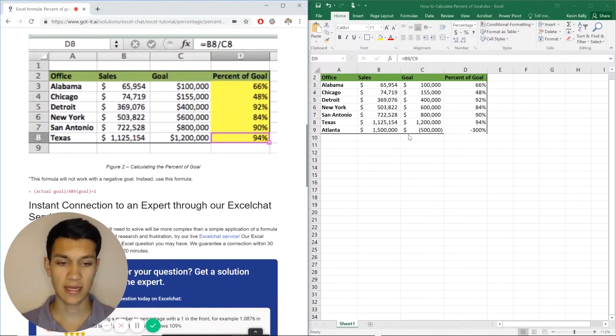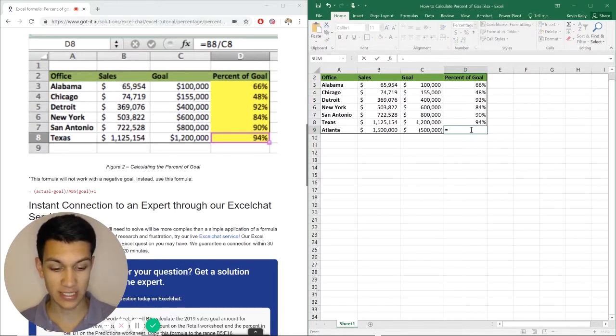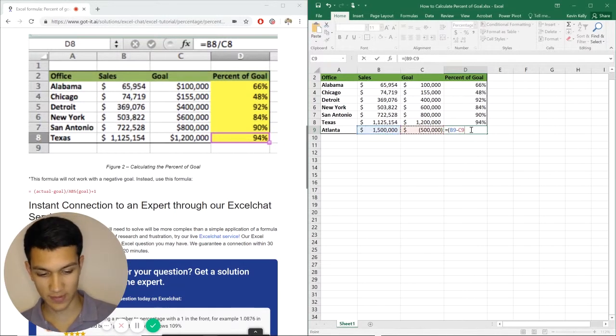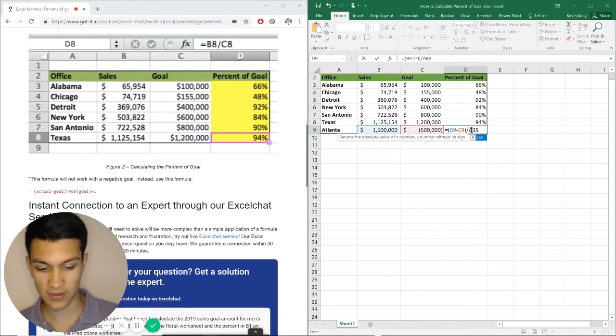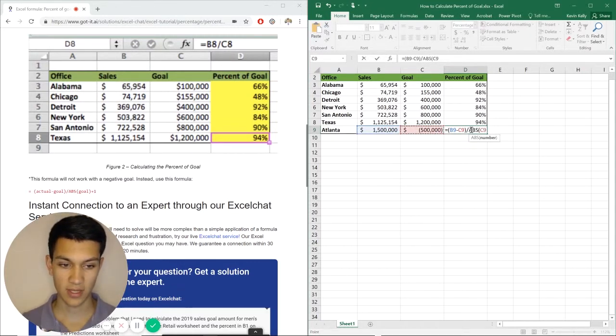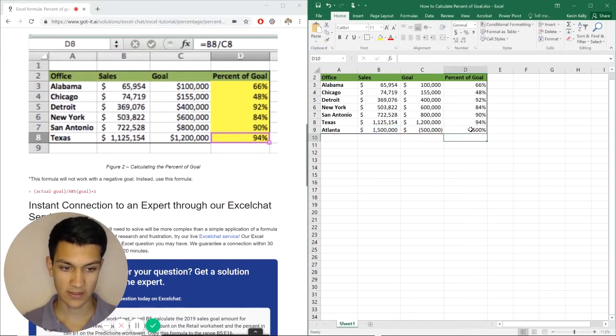So if your goal is negative, and then let's say you exceed sales by a huge amount, and you were predicting -500,000, but instead you sold 1.5 million. Here's how we're going to type in the formula. We're going to type equals parentheses, actual sales minus our goal, which remember is negative, over the absolute value. So all we have to do here is just use absolute value of the goal plus one, enter.